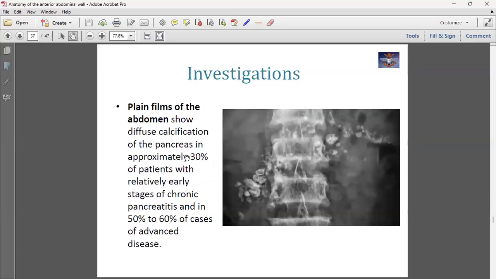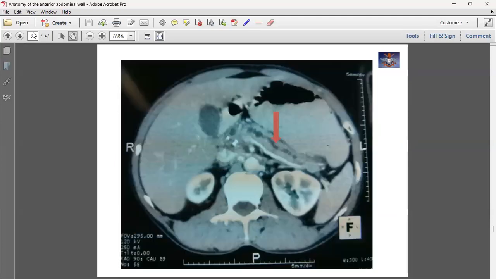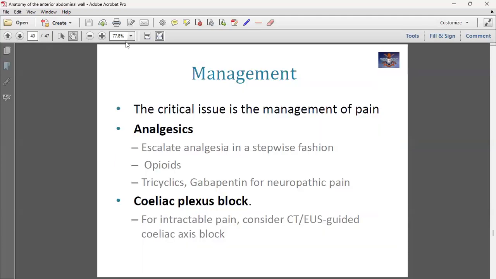Okay. So investigation-wise, you can do a plain film abdominal X-ray, and there may be pancreatic calcifications. CT abdomen is very sensitive to diagnose parenchymal or ductal disease in chronic pancreatitis. Okay, so when it comes to management, under these headings only you must write.